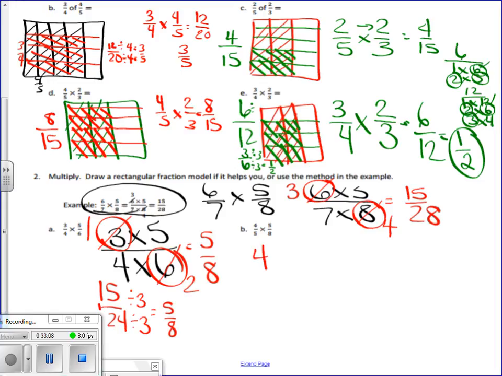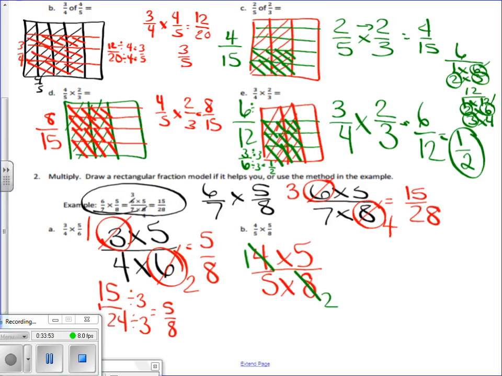So 4/5 times 5/8, you mush them together. Do you see something? I see a whole lot of something I can do here. I can mess with the 4 and the 8. The 4 and the 8 can both be divided by 4. So I can divide the top and the bottom by 4. The 4 will be canceled out, will become a 1. The 8 will become a 2.